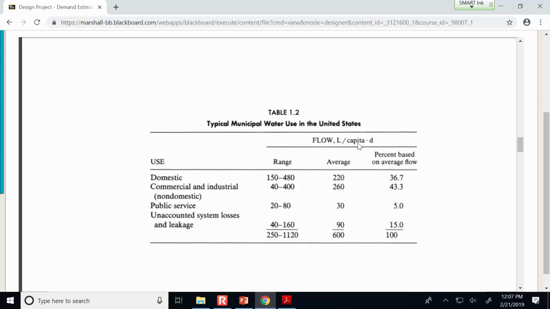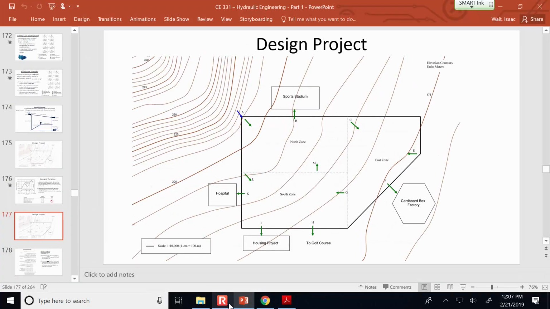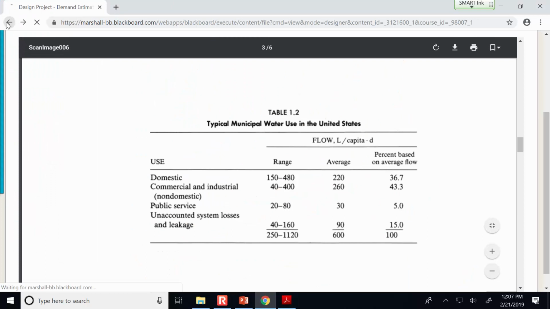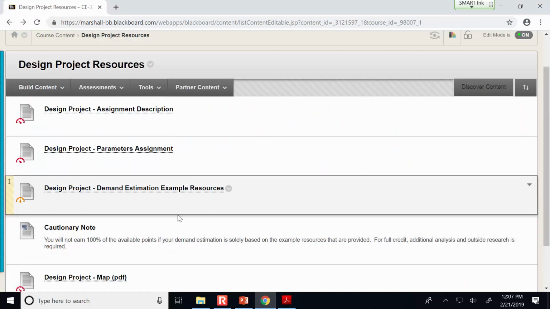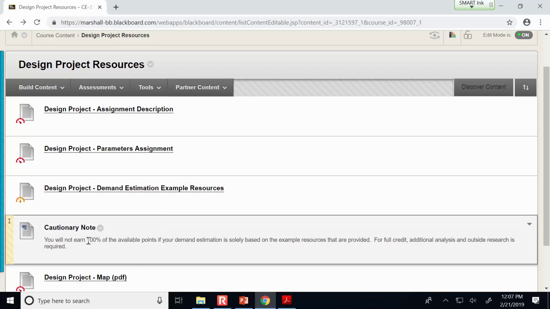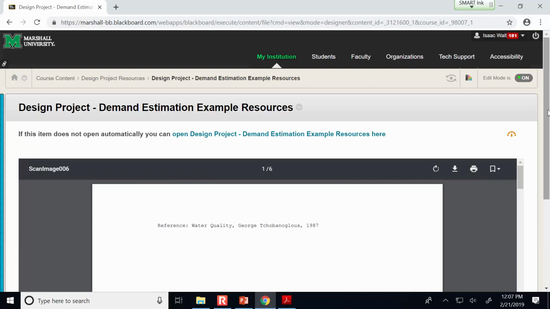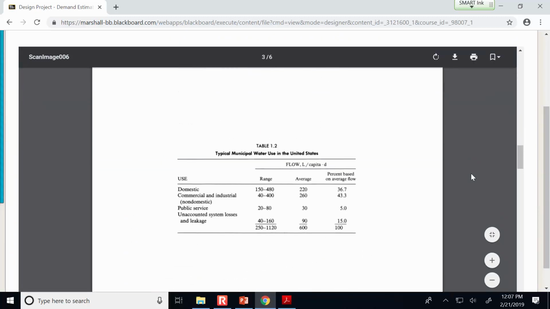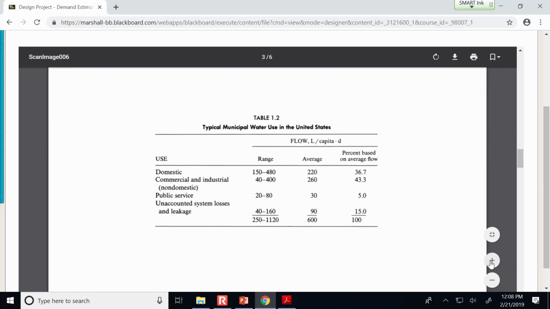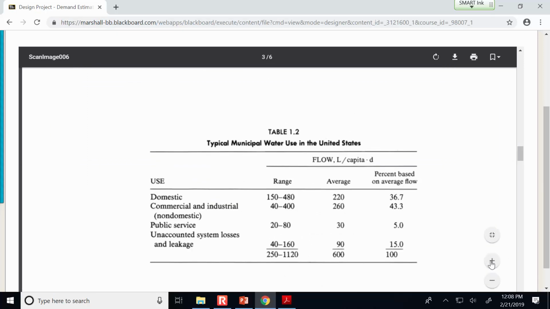One of the notes that I give, let me go back for just a second. Right underneath these example resources, you will not earn 100% of the available points if your demand estimation is solely based on the example resources that are provided. For full credit, additional analysis and outside research is required. So what I mean is, you can just use this 220 figure if you like, the national average, but you're not going to wow me with your outside effort and the research depth that you've done.